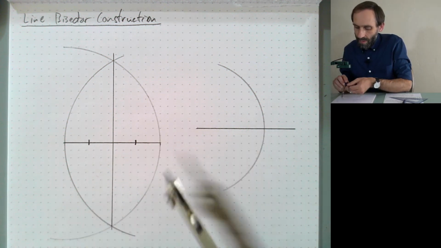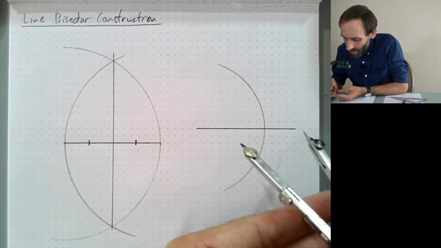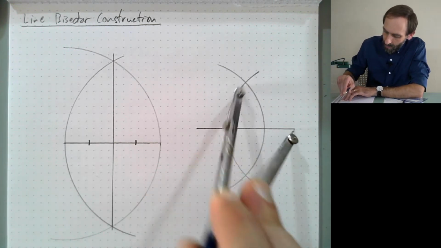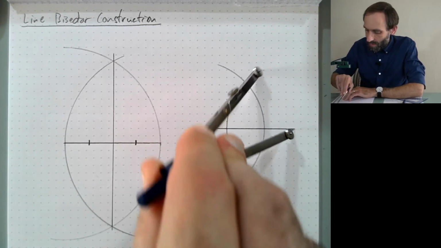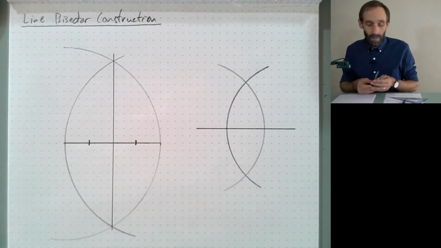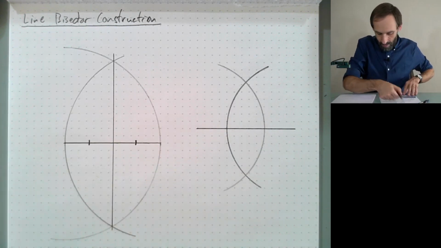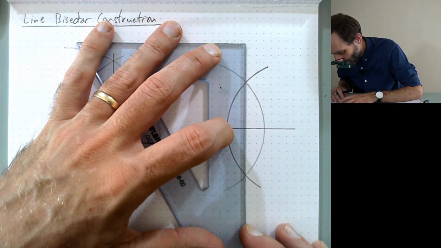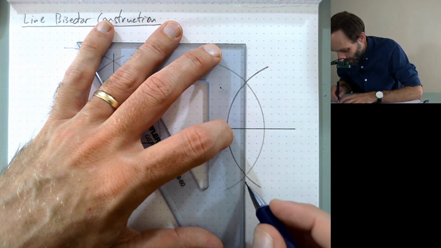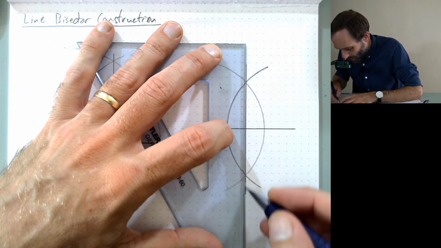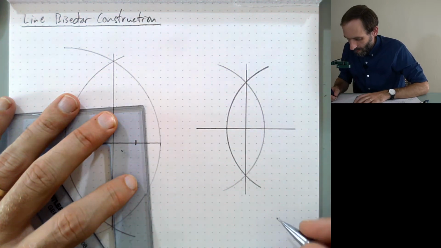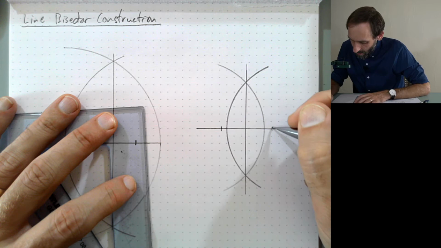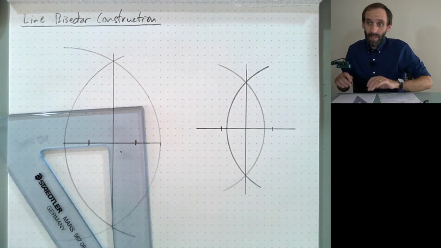But now I need to be careful that when I flip it to the other side, the compass keeps the same length setting. So I haven't changed the width of the compass. Okay. So then I make another arc there. And now I connect, once again, these 2 intersection points. And there we go. So that is dividing this line segment into 2 equal parts, bisecting it.